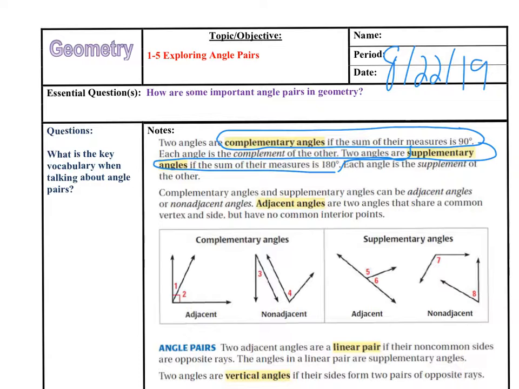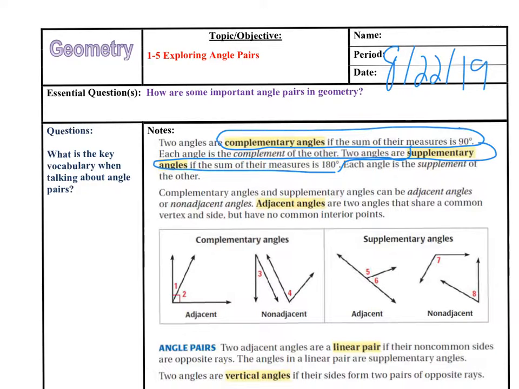Now it says in the next part that these could be adjacent or not. Adjacent angles are two angles that have a common vertex and a common side, but there's no common interior points. So it's meaning that they're right next to each other, but there's nothing splitting them up even more. And the pictures below, I think, really help show that.